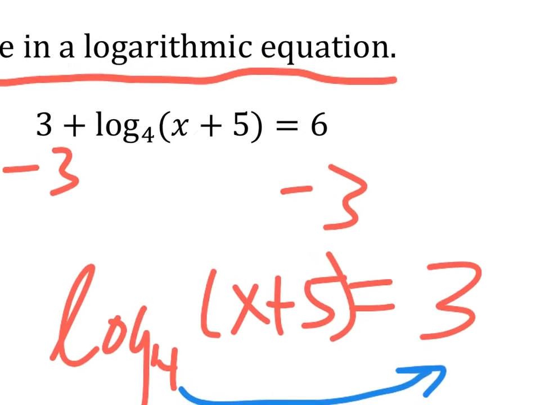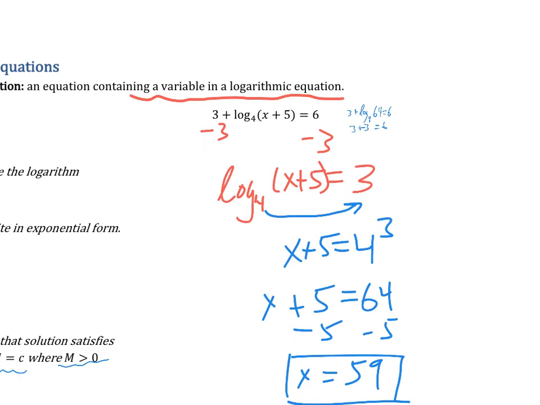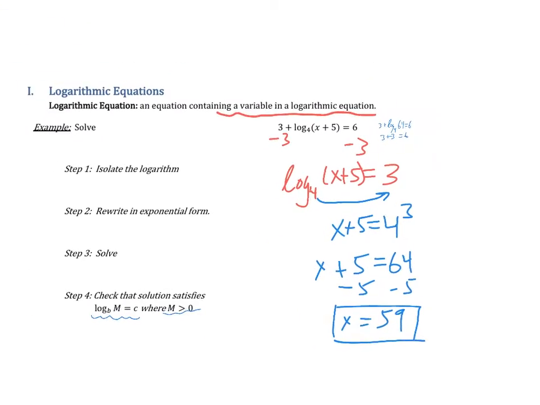So if we plug 59 in, let's try it out here. So we have 3 plus log base 4 of 59. 59 goes in here, it becomes 64, right? So log base 4 of 64 equals... let's just think about it here. 4 to the third power equals 64. So this is 3 plus the 3 that we had equals 6. All right. That's the ticket there. Okay, 59.